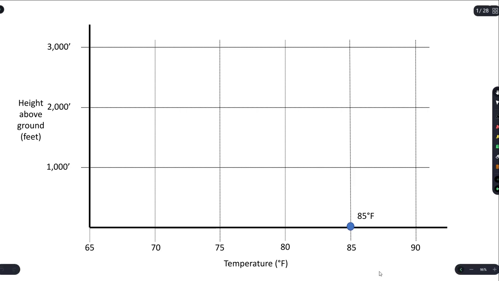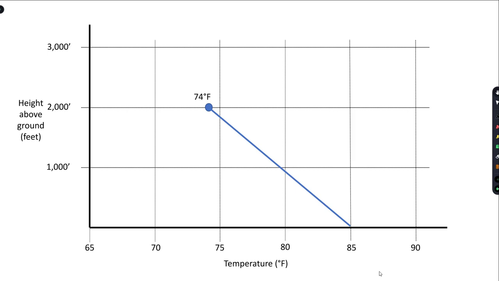And if we make that blob of air rise up 1,000 feet, we should be able to see that the temperature of that air cools because, of course, there's less pressure, and it cools at the dry adiabatic lapse rate. And so once we get to 1,000 feet above the surface, we should see that the temperature is 79.5 degrees Fahrenheit. And if we make that parcel rise another 1,000 feet, it's going to cool another 5.5 degrees Fahrenheit. And so at 2,000 feet, it'll be 74 degrees Fahrenheit.